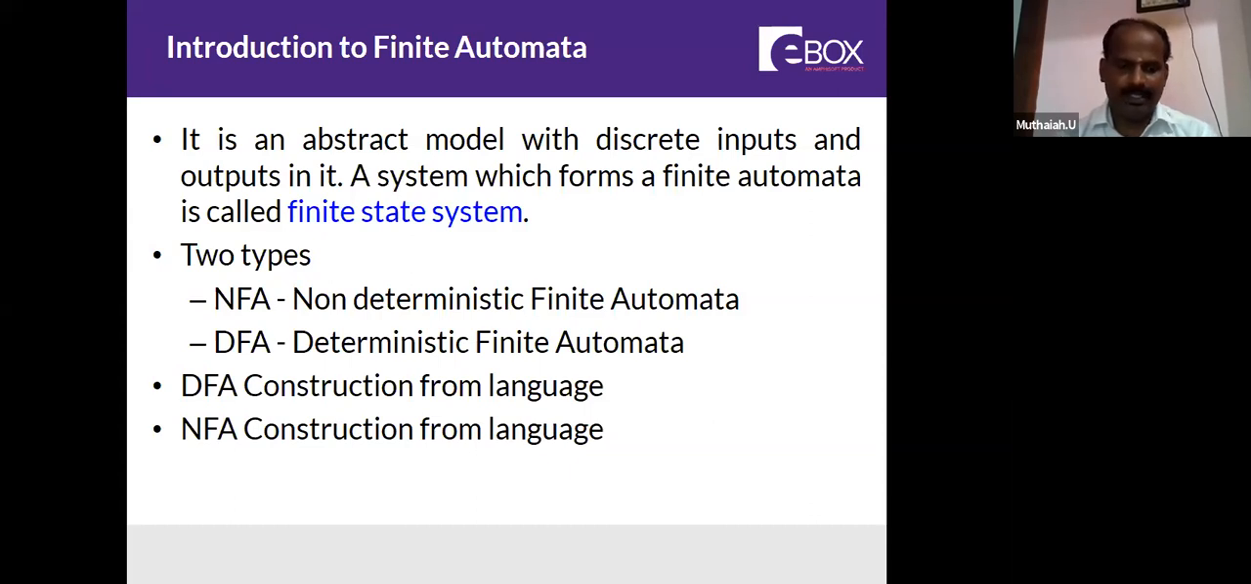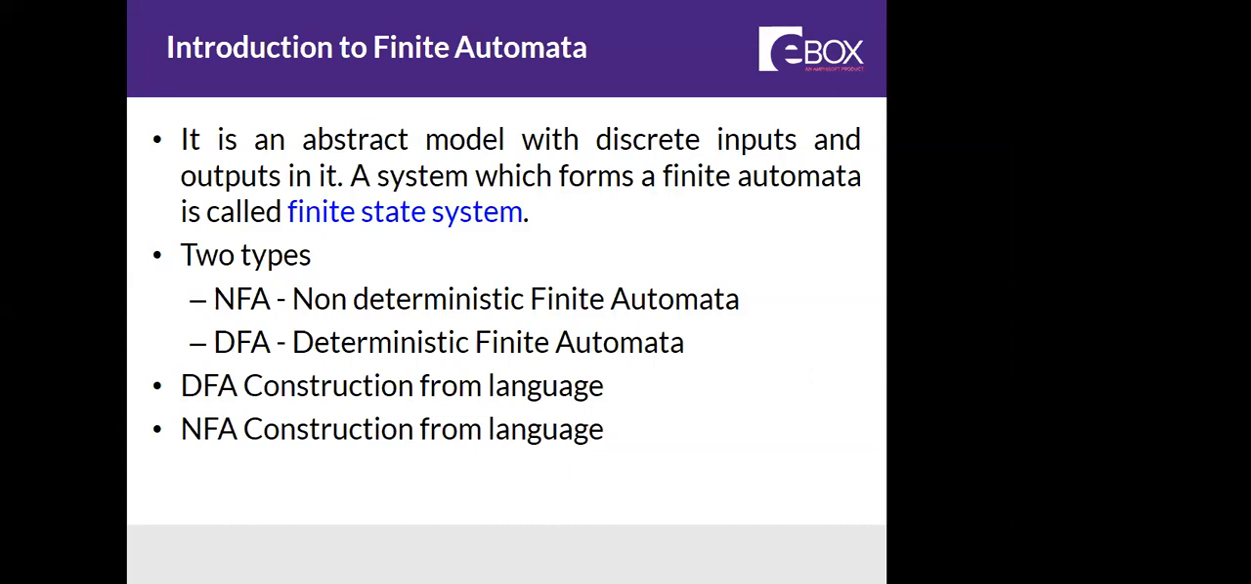And there are 3 types in finite automata. One is non-deterministic finite automata, another is deterministic finite automata. Another one is also there, non-deterministic finite automata with epsilon moves, which we can discuss at the end of the PPT. So NFA, DFA, NFA epsilon. So these two you have to remember.